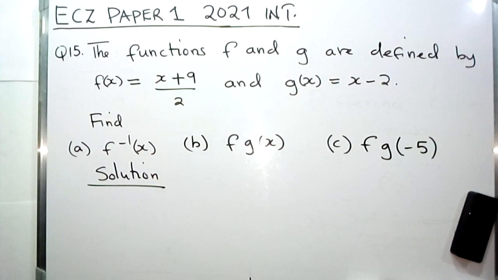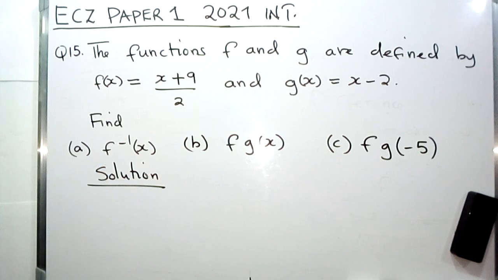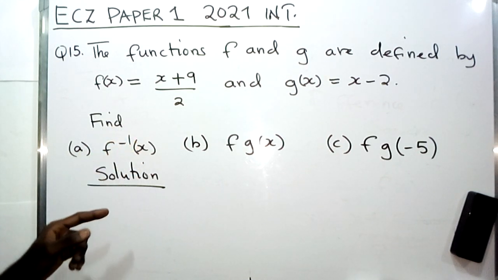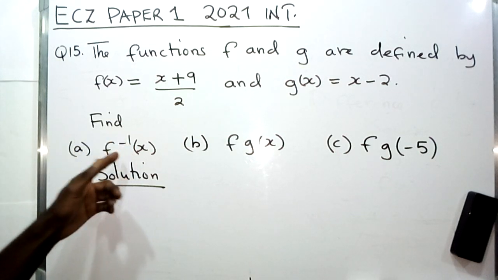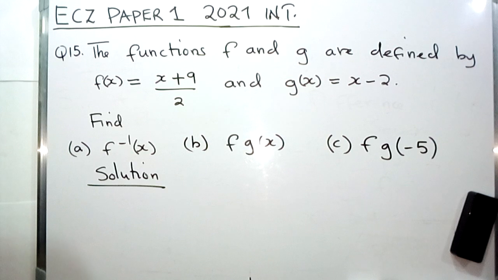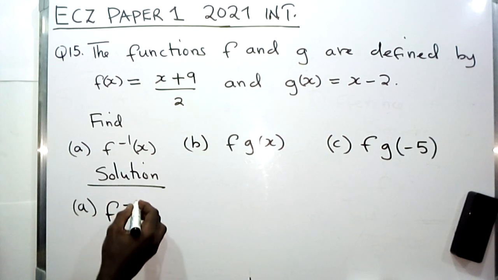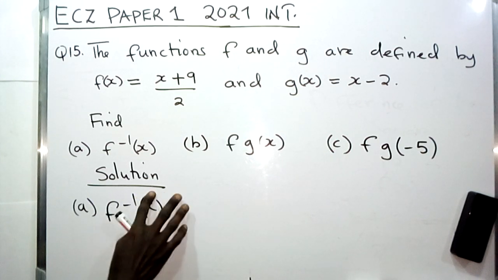So for the first part of the question, we have to find the inverse of f of x. This is the notation that we use for the inverse. The moment you see this notation, just know that we are finding the inverse. So let's start with the first part of the question, and we see how we're going to find the inverse of this f of x.